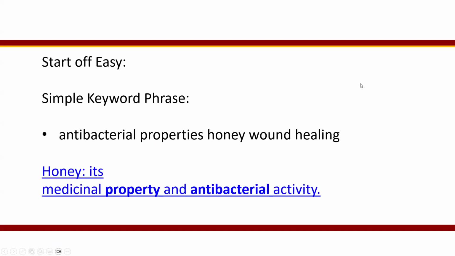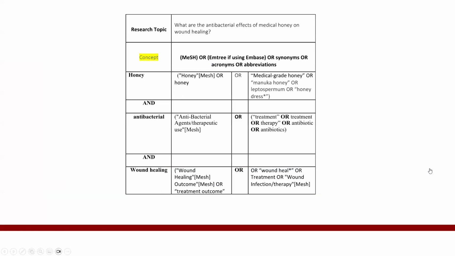If I were to type in, and we're going to get to the database and actual demo in about 5 minutes, but I just wanted to give you an overview. If I were to type in, very simply, antibacterial properties, honey, wound healing, I would get a lot of results. And from those results, I can grab those keywords and those MeSH terms. What is MeSH? MeSH stands for Medical Subject Heading in PubMed.